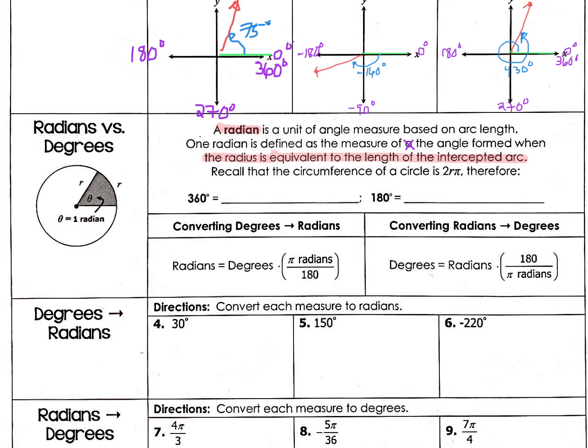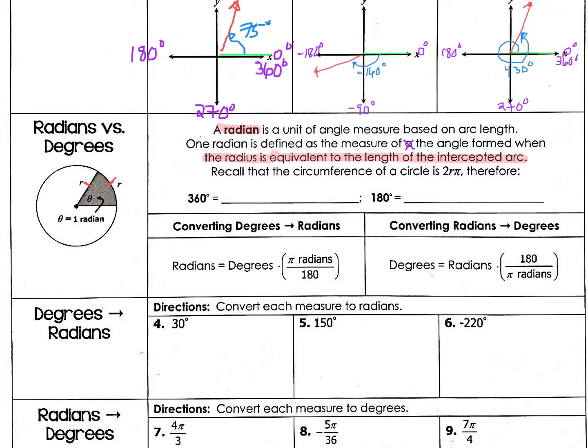And so I'm going to mark that with a tick mark. And then that length should be exactly equal to that arc length. So when this radius and that arc length are equal, that means it's 1 radian. So that angle is 1 radian.